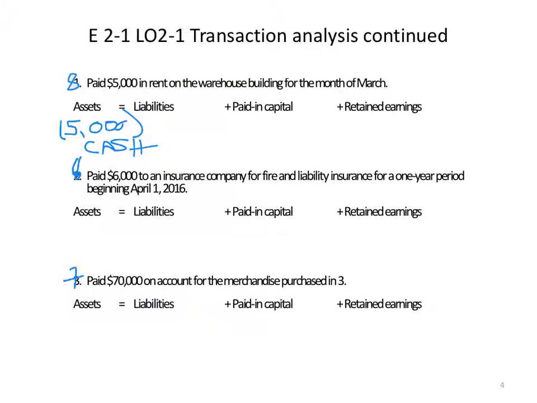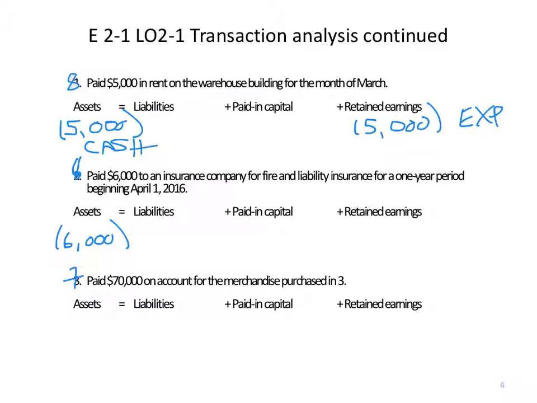And there's no lasting benefit. This is just 1 month's rent, so there's no offsetting increase in assets. And so what we would see is our retained earnings would decrease as a result of this expense. However, in number 6, they again paid $6,000 in cash. So cash went down. But now what they paid for is a 1-year fire and liability insurance policy that's going to begin in April. It's going to begin in the next month.